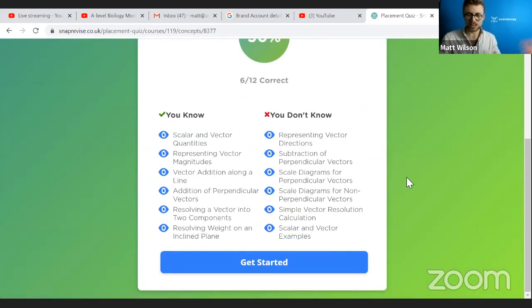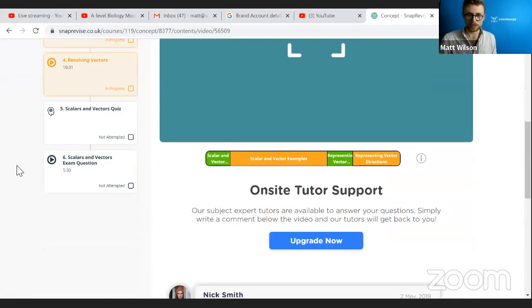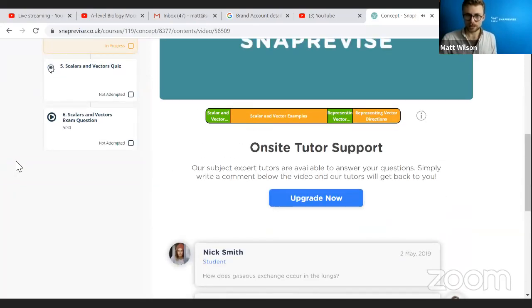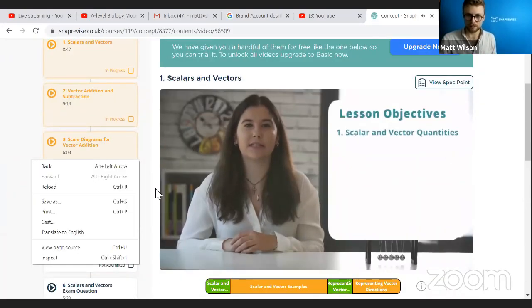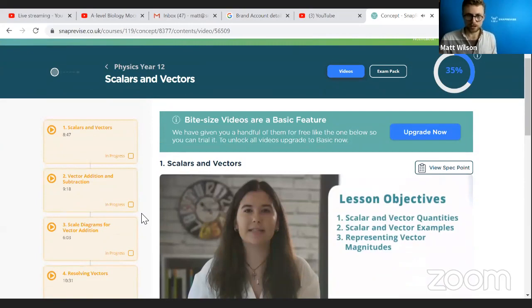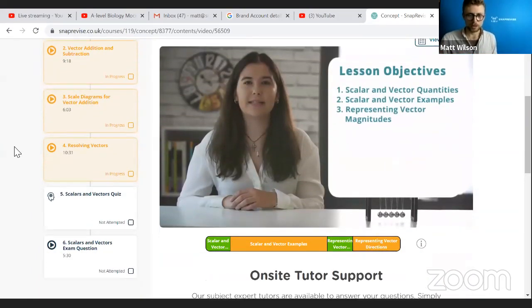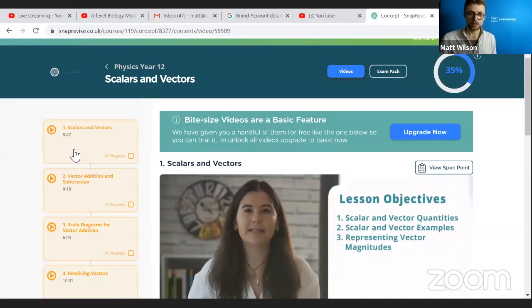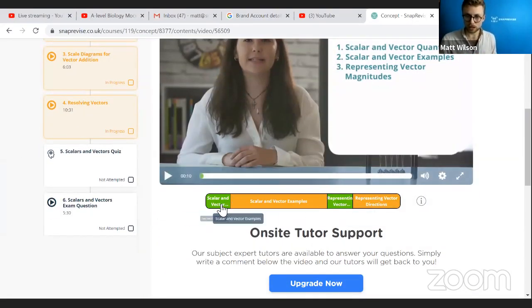So we don't just find out we don't know stuff. We get immediately taken to a page with all of the Snap Revise content, and it shows us Kate, our A-level physics expert. Great. We'll just pause her for now. So we get given a series of videos which are suited to the things that we so far didn't understand. And in fact, we see this timeline at the bottom here.